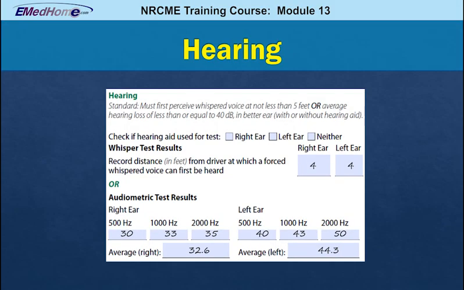To qualify, the driver must meet the hearing requirement of either the forced whisper test or the audiometric test in 1 ear. The requirement for the forced whisper test is to first perceive a forced whispered voice in 1 ear at not less than 5 feet. The requirement for the audiometric test is to have an average hearing loss in 1 ear less than or equal to 40 decibels, based on averaging the results of 500, 1000, and 2000 Hertz. The driver who uses a hearing aid to meet the hearing qualification requirements must wear a hearing aid while driving.